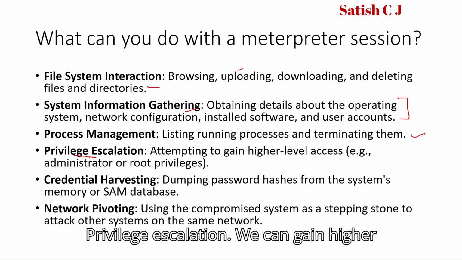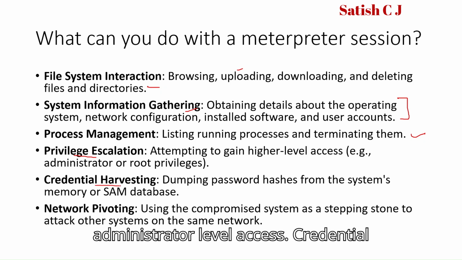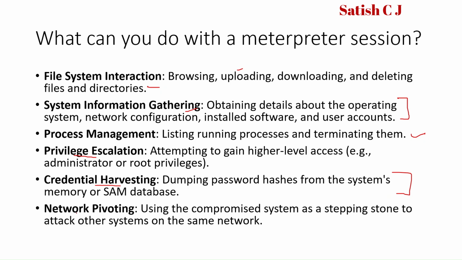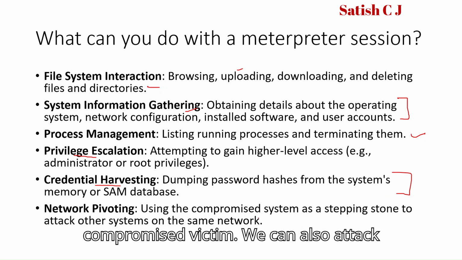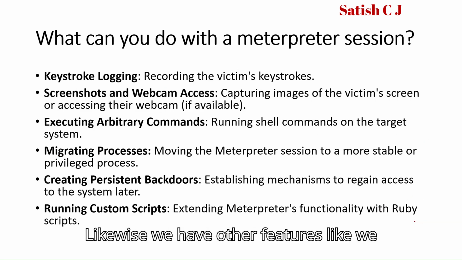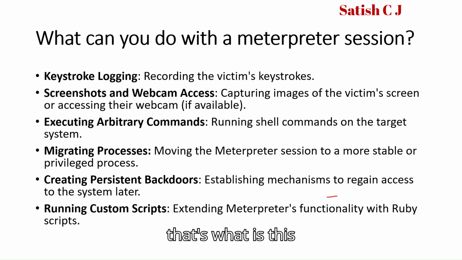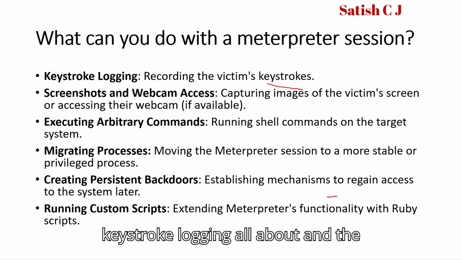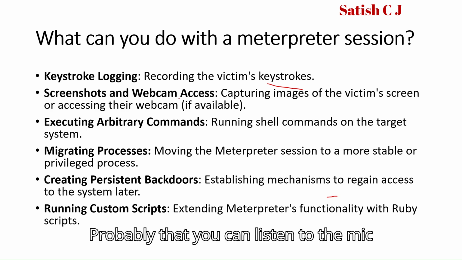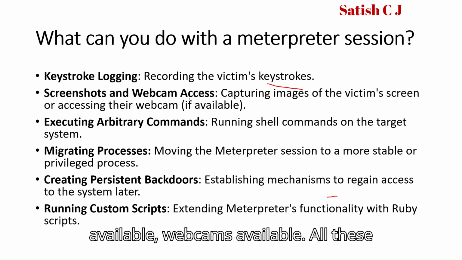Privilege escalation: we can gain higher levels of access like root privileges or administrator-level access. Credential harvesting: dumping password hashes from the system is possible using Meterpreter. Network pivoting is using this compromised victim to also attack other systems in the network. Likewise, we have other features like capturing keystrokes, which is what keystroke logging is all about, and screenshots. As I told you, you can have webcam access using this session. Not only that, you can listen to the mic of the victim, and list the mics and webcams available.